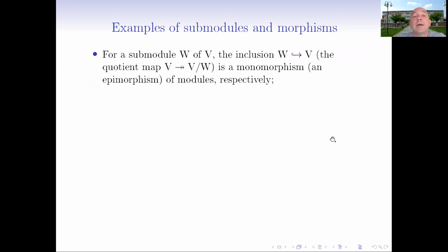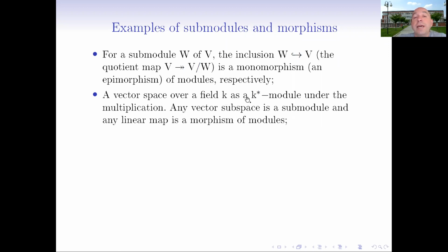So let me give you more examples of submodules and morphisms. For each submodule W of V, the inclusion of W inside V and the quotient map from V to V over W are a monomorphism and an epimorphism of modules respectively. The first one is, of course, a monomorphism because W is included inside V. If some element is in the kernel, it must be zero. And the next map is an epimorphism simply because every class, which is an element in V divided by W, can be represented by some element in V. So it's indeed an epimorphism.